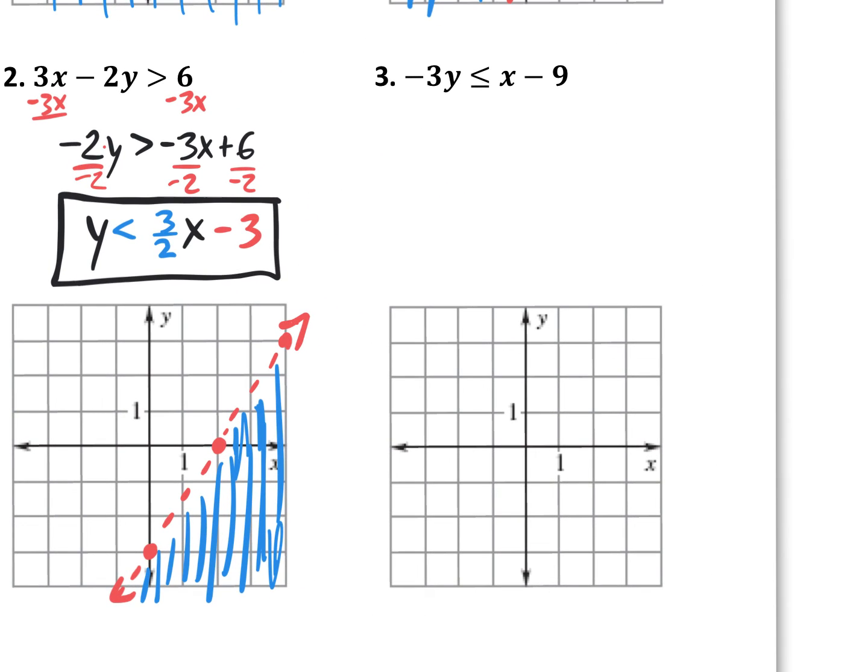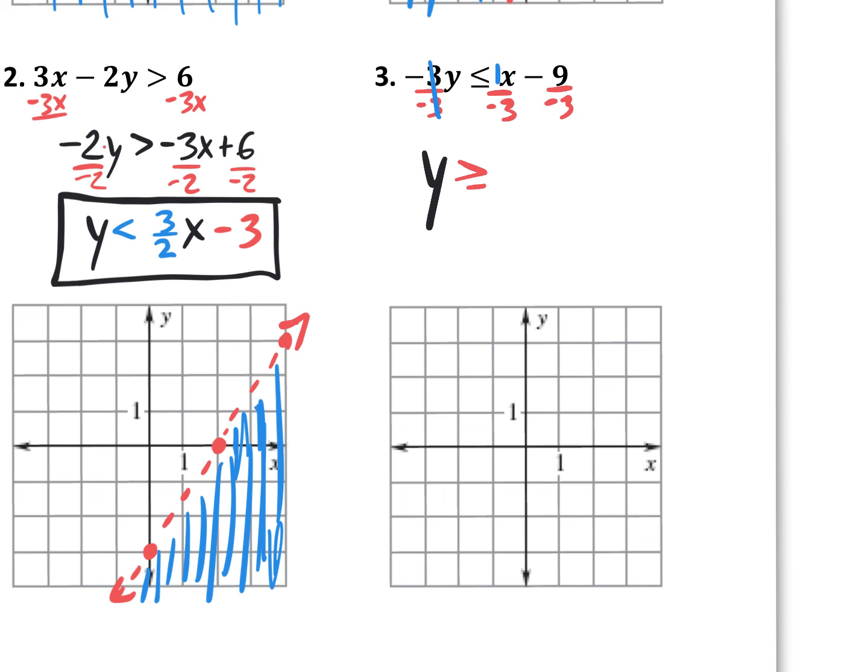Number 3, it's not ready to graph. Let's get the y by itself, divide by -3. Remember that there's an invisible 1 in front of the x. And when you do divide by a negative on an inequality, remember that your inequality has to flip. That inequality is going to become a greater than or equal to.